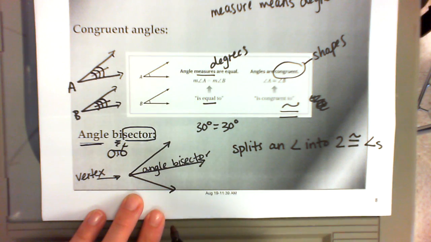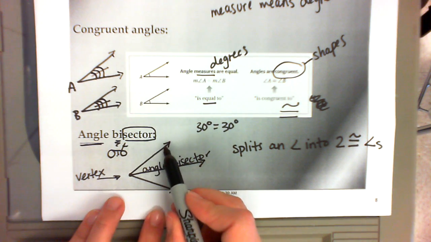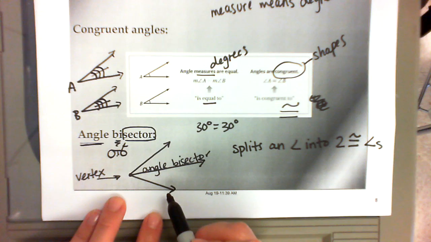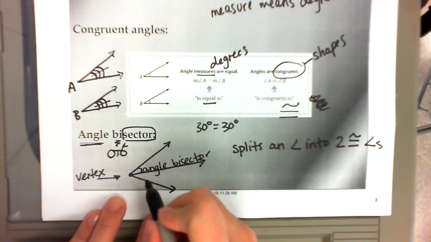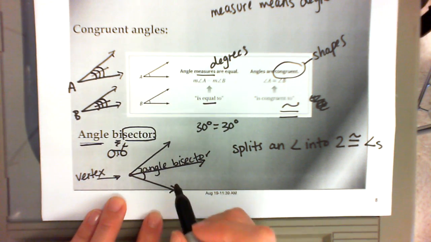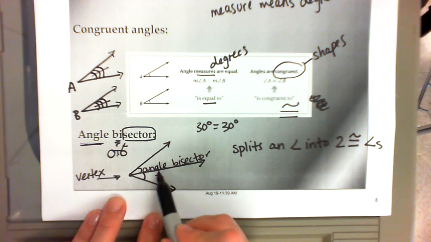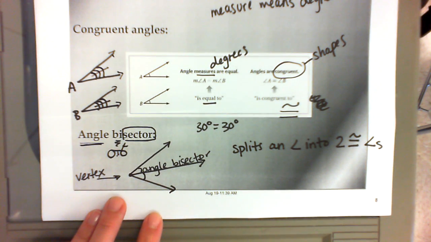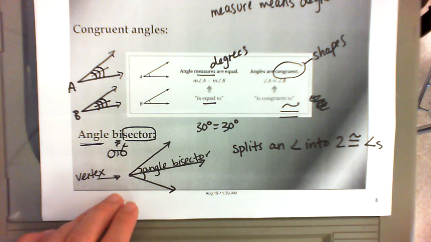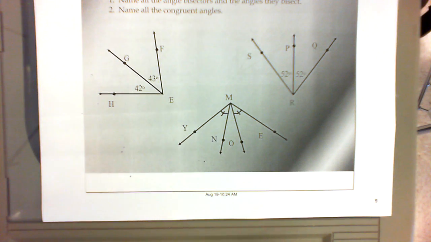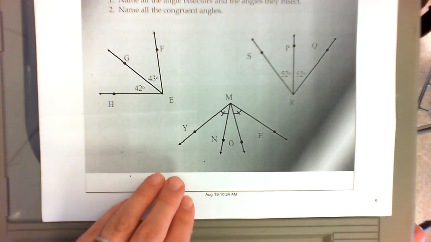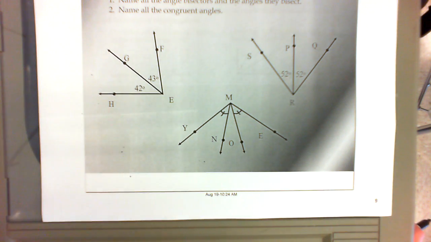So I just told you if you have two congruent angles, you'd need a marking. So if this angle bisector cut this whole big thing into two angles, then this top half has one arch, the bottom half has one arch to denote the two pieces are now congruent. An angle bisector splits an angle into two congruent angles. So here's some practice. Name all the angle bisectors and the angles they bisect. Name all the congruent angles. I'll let you come back to this practice on your own. Give it a try. Pause the video.